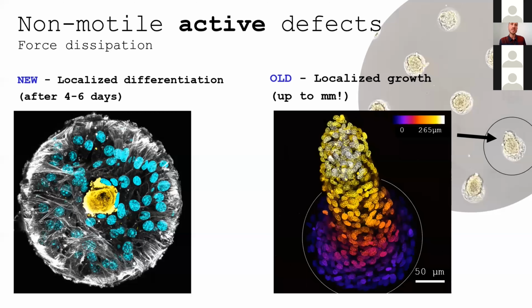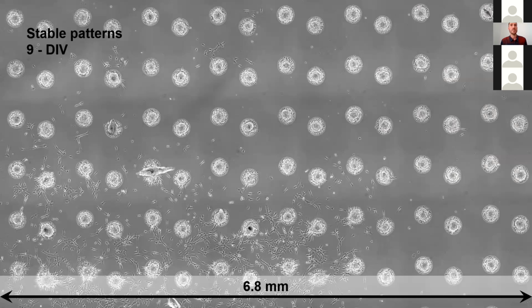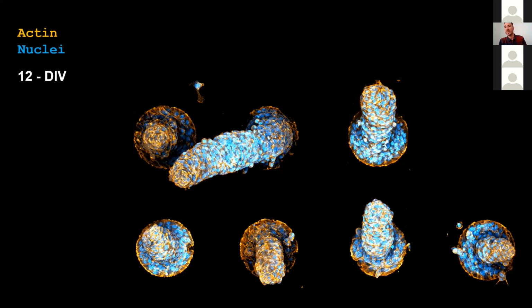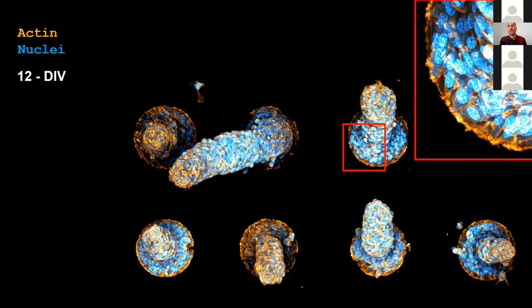That's why we need stable patterns. At the bottom left of the screen, you see cells escaping from some of these patterns, but others at the top are still really sharp. This is after 9 days at 37 degrees, which is quite remarkable. We can have these patterns for longer, up to 12 days, when we start seeing really long protrusions. They tilt at some points and we see sharp edges. Normally after 2-3 weeks, we still see sharp edges.